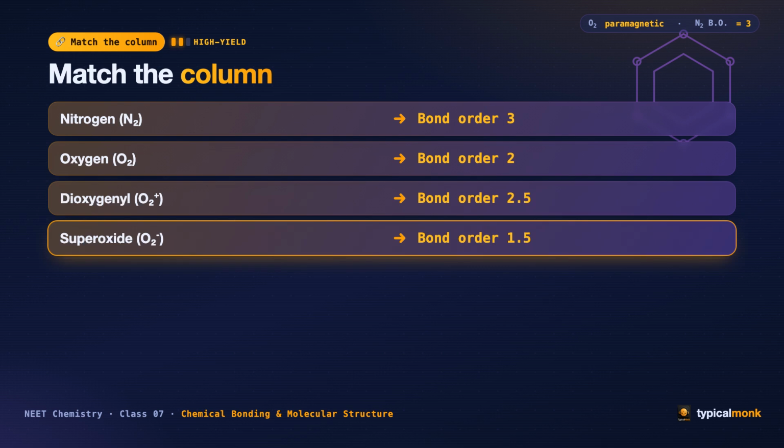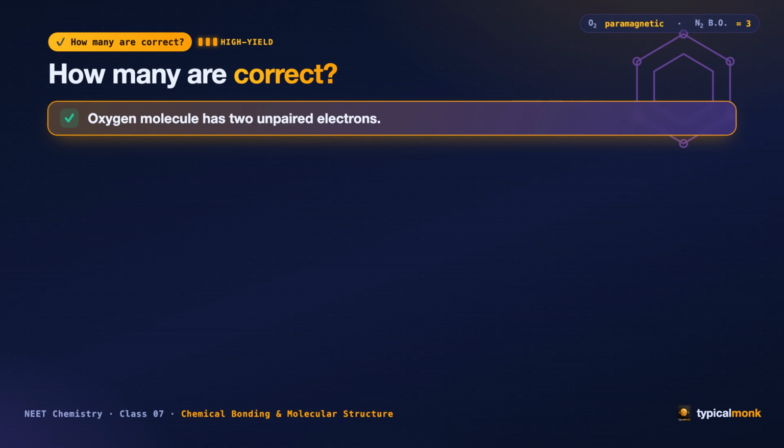And superoxide, O2−, bond order 1.5. It gained an antibonding electron, so it is weaker. If all 4 came to you before the reveal, the scoreboard is becoming yours. Here is a favorite NEET format. I will read some statements. You silently count how many are correct.